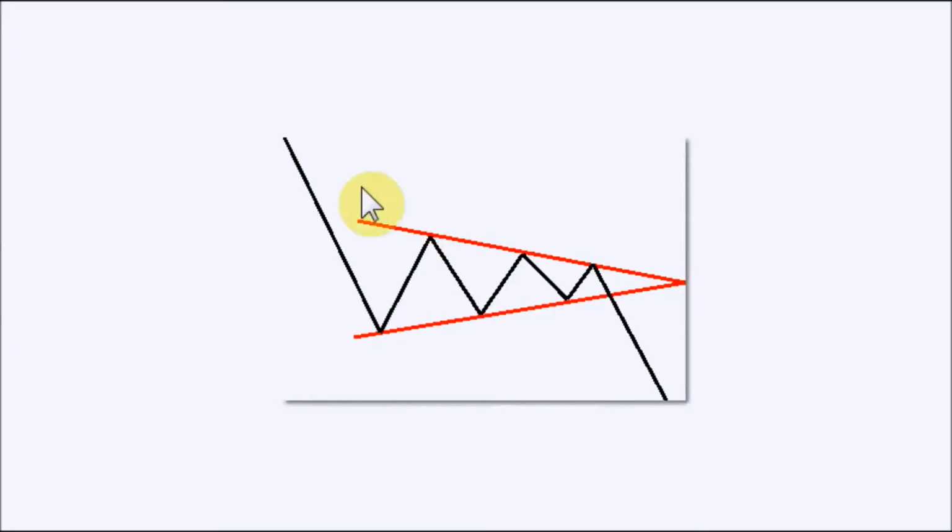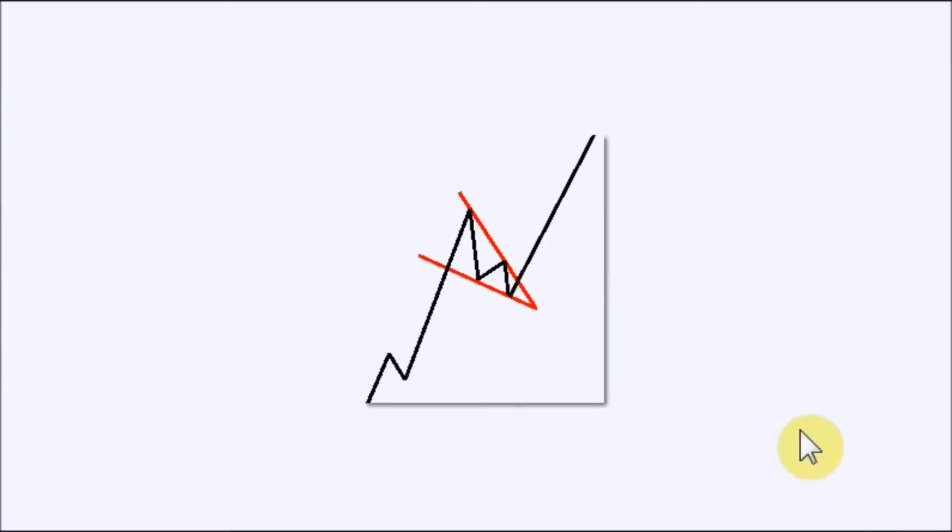And the same holds true for stocks in a downtrend. The highs are lower, the lows are higher. It forms a symmetrical triangle, and when the stock breaks below support at the red line right here, the trend line, it will usually continue down.